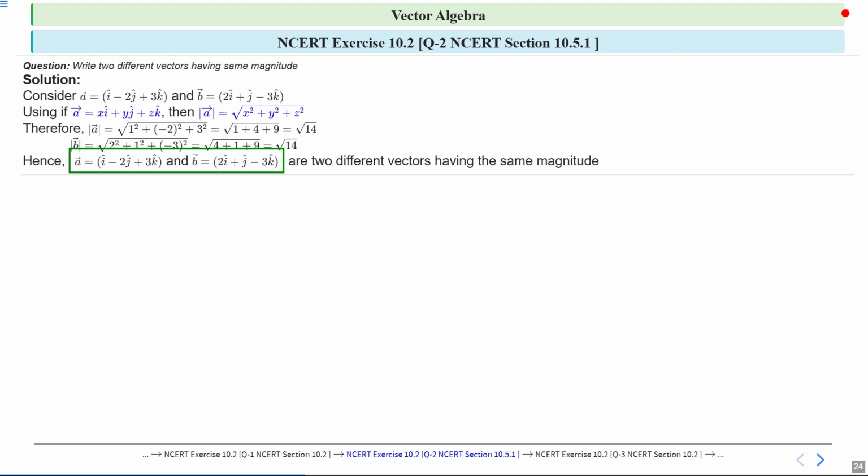Hence we can say that A vector equal to i cap minus 2 j cap plus 3 k cap, and B vector equal to 2 i cap plus j cap minus 3 k cap, are two different vectors having the same magnitude, right? Okay. Right, hope it's clear to all.